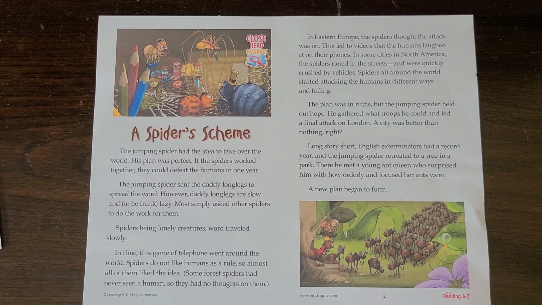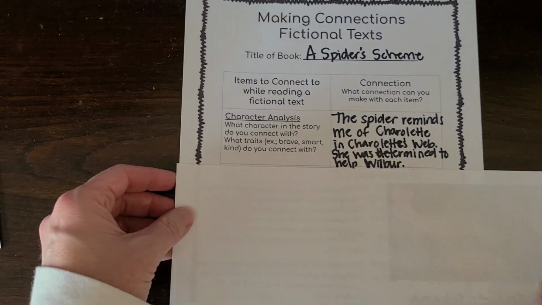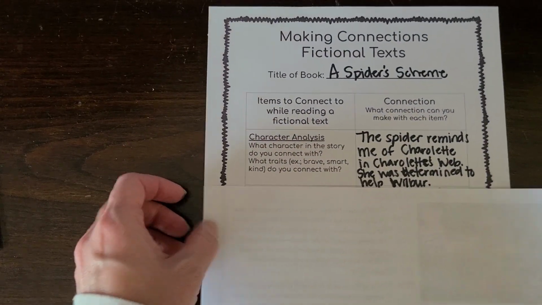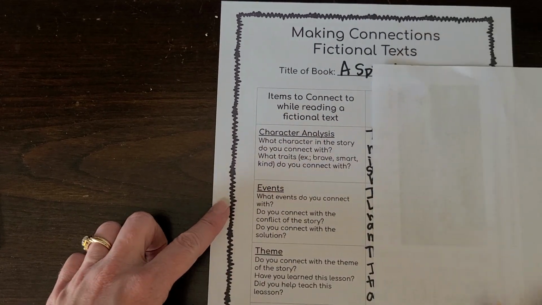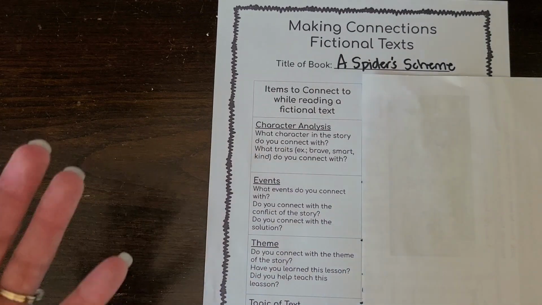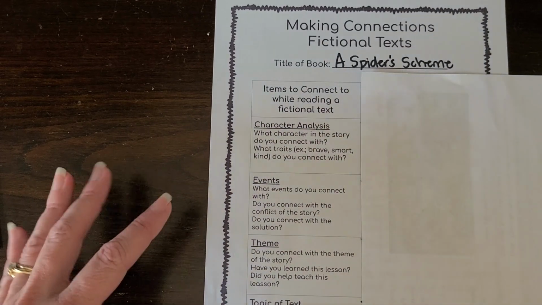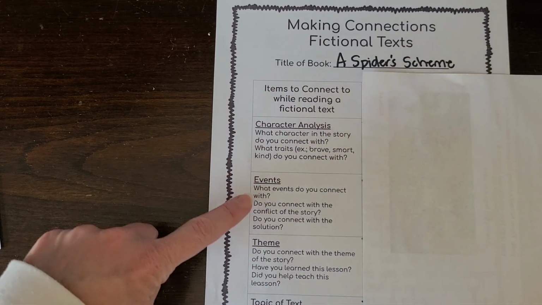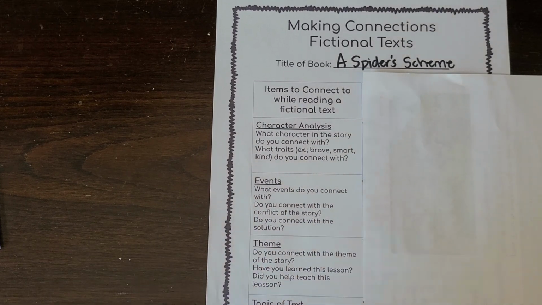So in order to organize my thoughts, I decided to put together this graphic organizer and go bit by bit to organize the connections I've made. So we're going to look at 4 different items to analyze while you are doing your assignment: character analysis, events, theme, and topic of text.